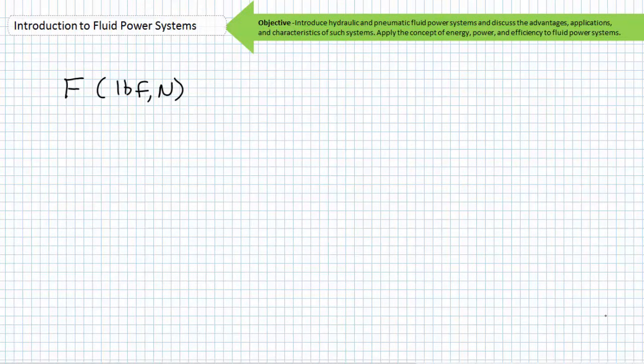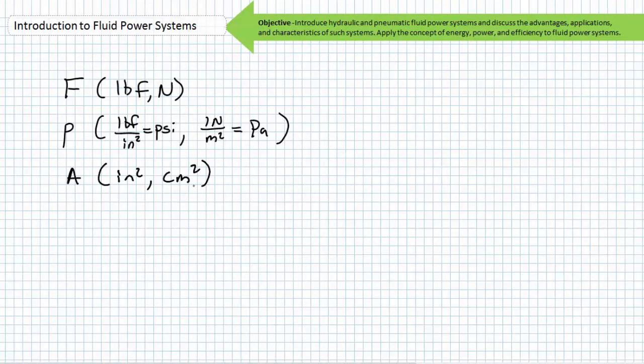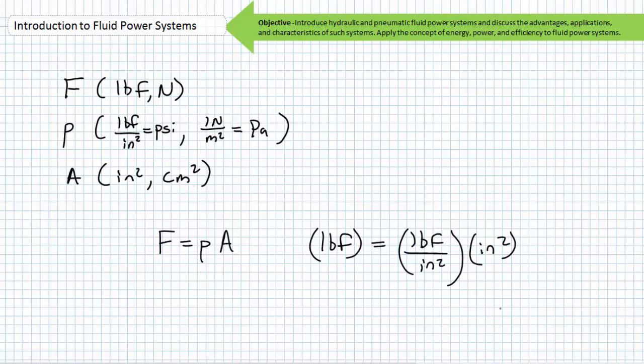pounds force or newtons. Pressure, in contrast, is force per unit area, as in pounds force per square inch, often abbreviated PSI, or pascals, where 1 pascal is a newton of force applied over a square meter. Area is ordinarily expressed in units of square inches or square centimeters. The units tell the story quite nicely. Force equals pressure times area. Pound force per square inch times square inch yields pound force.